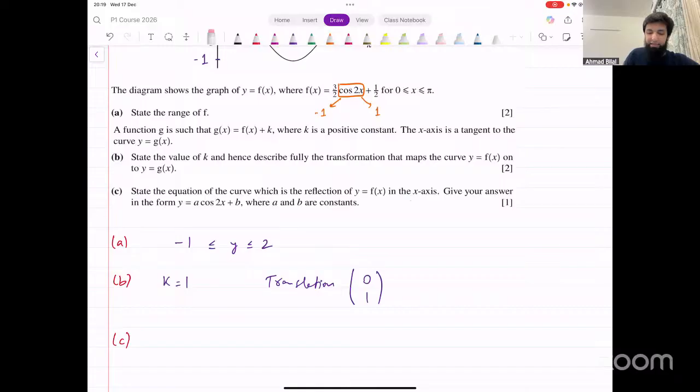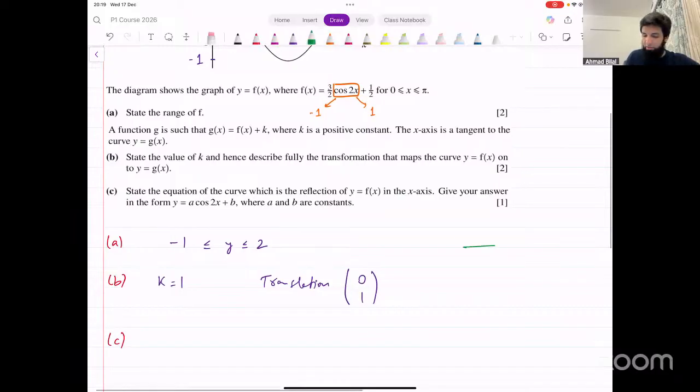Reflection in the x-axis. This is the x-axis. The point that's above will go down, and the point that's down will go up. We call this a vertical reflection. And in vertical reflection, whatever operation is applied outside the function, outside f of x.